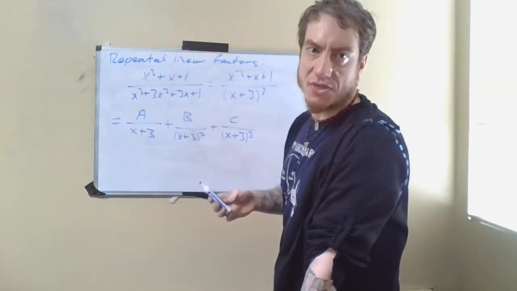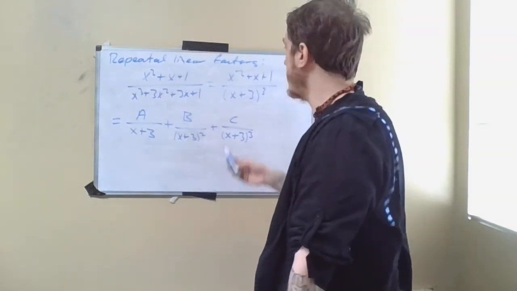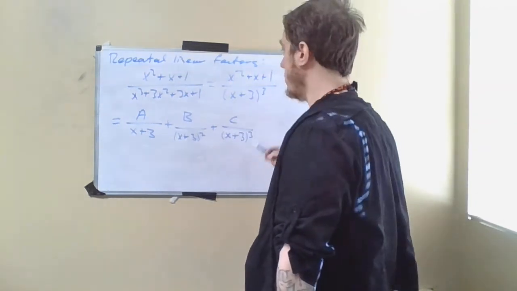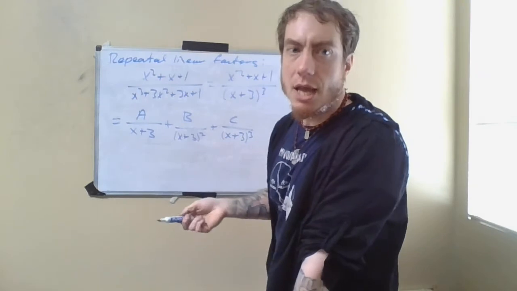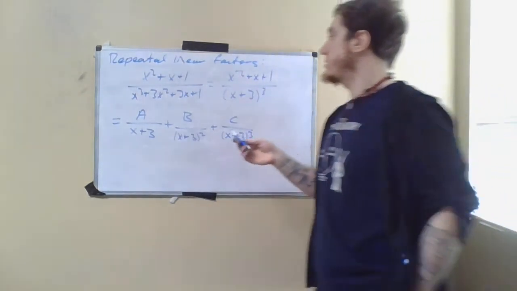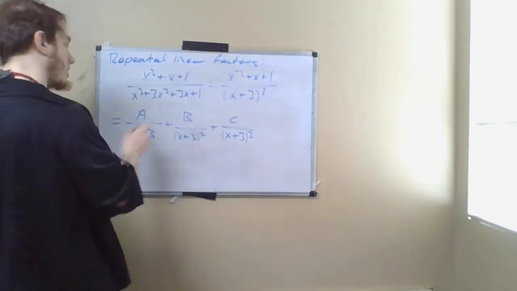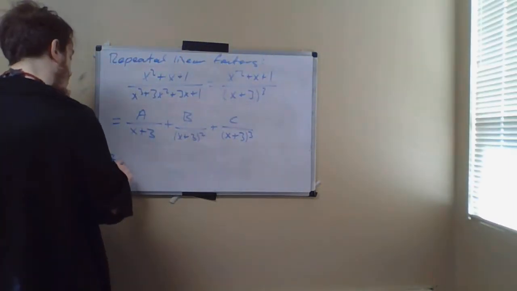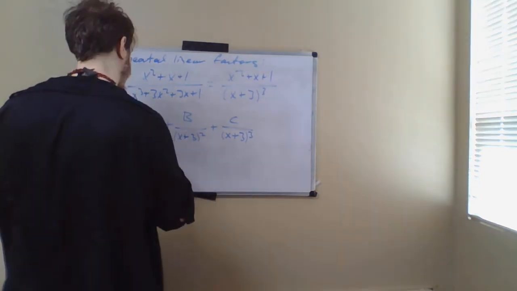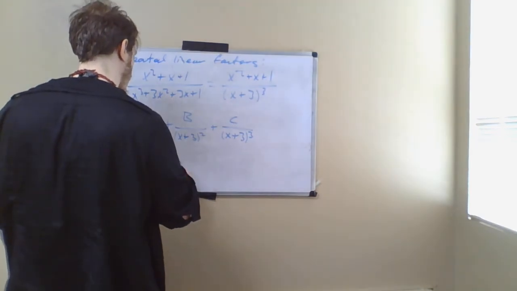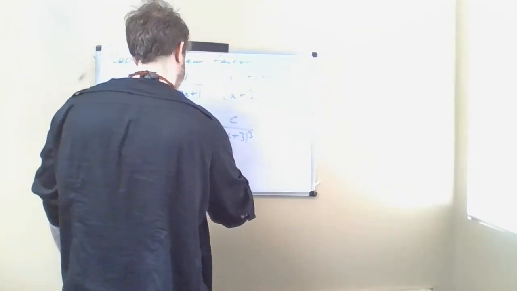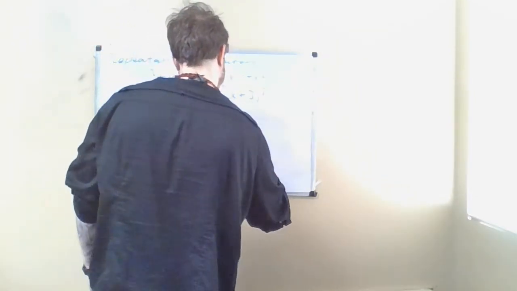Now, the problem with this is that it does make calculating A, B, and C a little bit harder. Why is it harder? Because I can no longer just calculate things by plugging in something to get rid of these factors. Because what am I going to end up with here? I'm going to have x squared plus x plus 1 is equal to A times x plus 3 squared plus B times x plus 3 plus C.